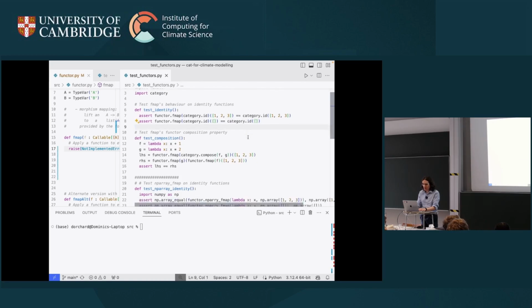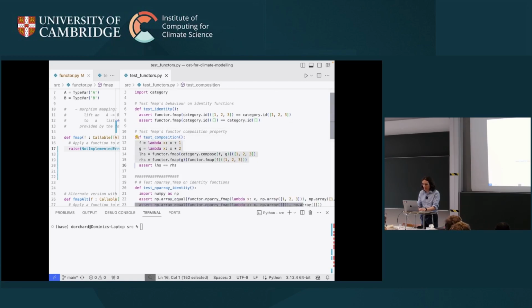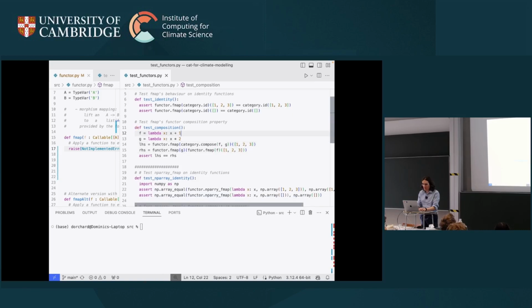And then I've got a test that the functor preserves composition. So I've got 2 morphisms here, F and G. And then here I'm doing the composition. I could have written those in a simpler way, but I've used my category.compose that's composing F and G, and then applying fmap. And I'm giving it a piece of test data here. And that should be the same as me first doing fmap with F, and then doing fmap with G as well. So I can use PyTest, run my tests.